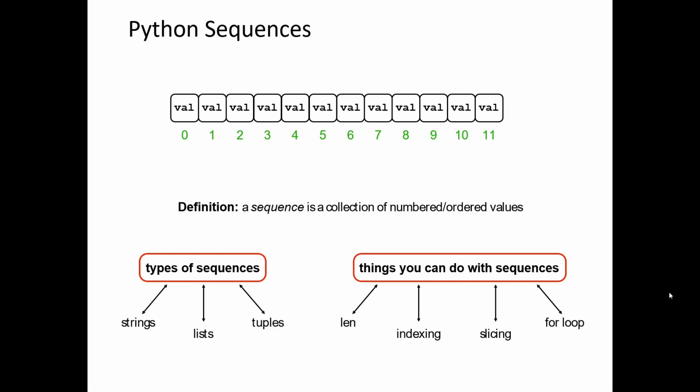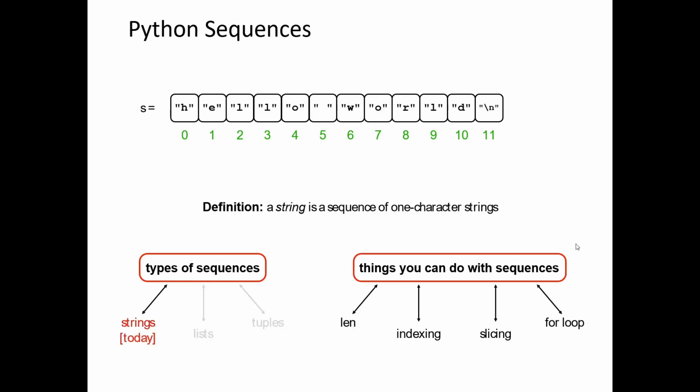And we have a number of things that we can do with pretty much any sequence, including strings. And so we're talking about strings today. I'm going to demo all 4 of these things on strings. So we've already seen the length function. That just is going to return the number of characters in a string. But we can also do indexing, slicing, and use the for loop to access every single character in the sequence or in the string.